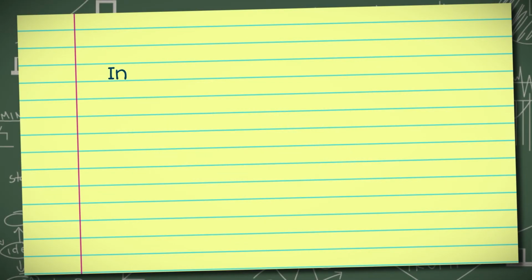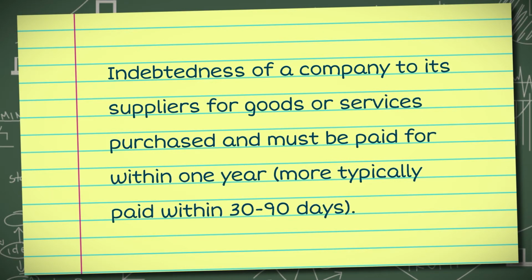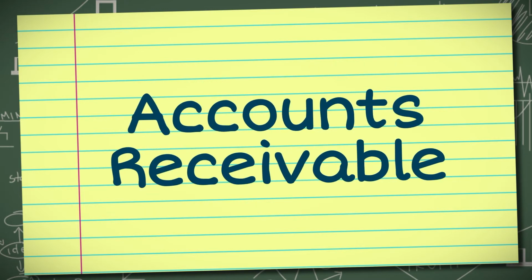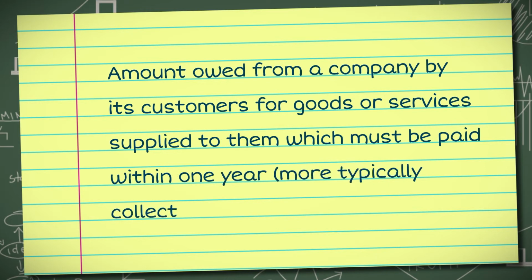Accounts payable, or indebtedness of a company to its supplier for goods or services purchased and must be paid for within 1 year. More typically paid within 30 to 90 days. Accounts receivable, or amount owed from a company by its customers for goods or services supplied to them, which must be paid within 1 year.